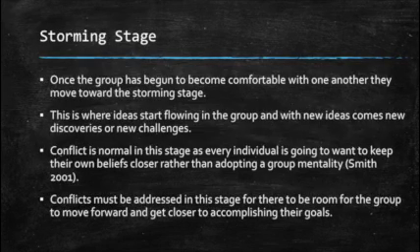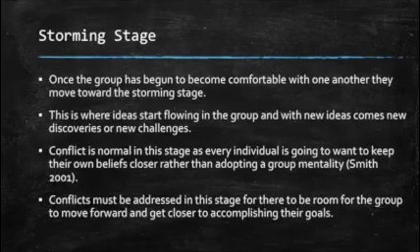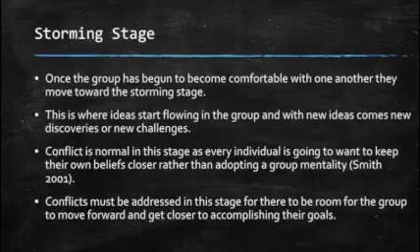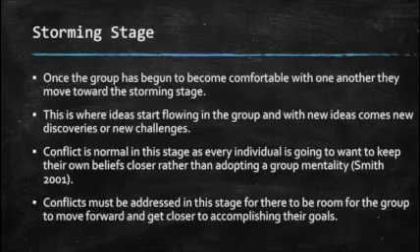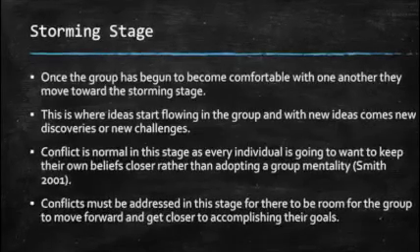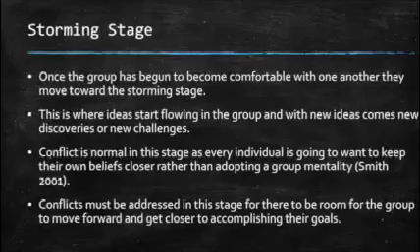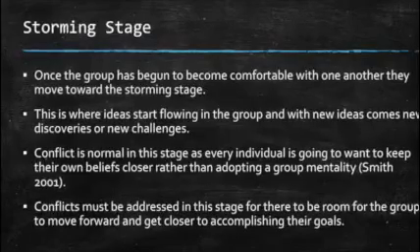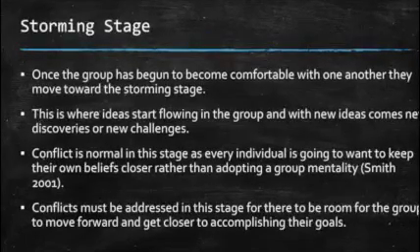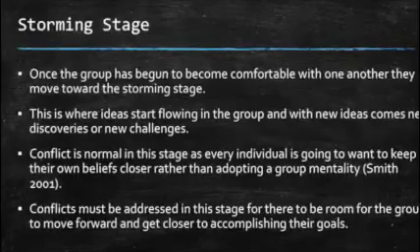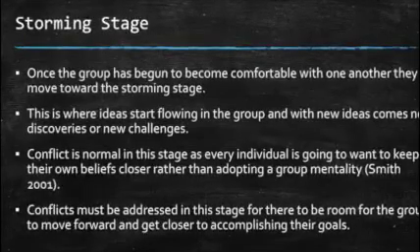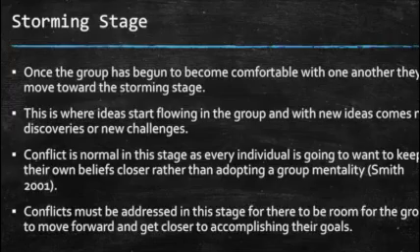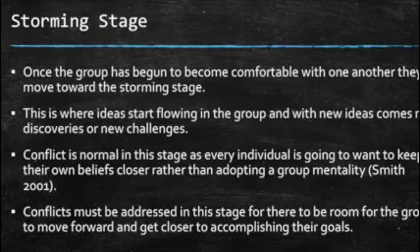Now, once the group has become comfortable with one another, they start flowing ideas and coming up with the goals and how they might reach them, which is going to bring in conflicts because everybody's got their own ideologies and beliefs. Conflict is just really normal in this stage. Every individual is just going to rather keep their own individual beliefs other than adopting a group mentality, under Smith, during his research. And then conflicts must be addressed in this stage for there to be room for the group to move forward and get closer to their goals.